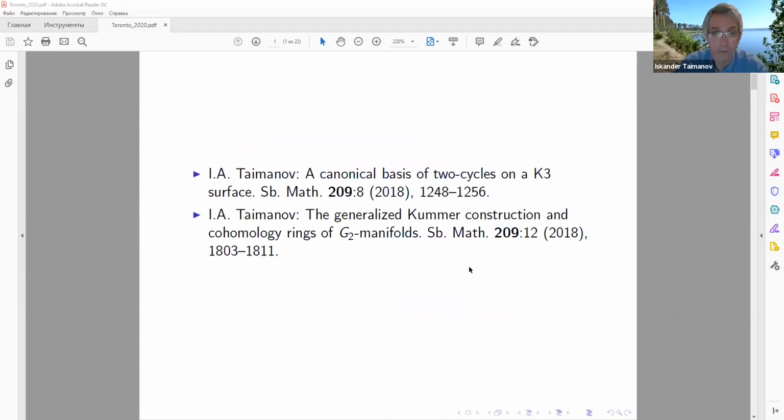These are the two references of the articles. Both are available on arXiv. They were published 2 years ago in Sbornik: Mathematics. The talk is mostly based on both articles.